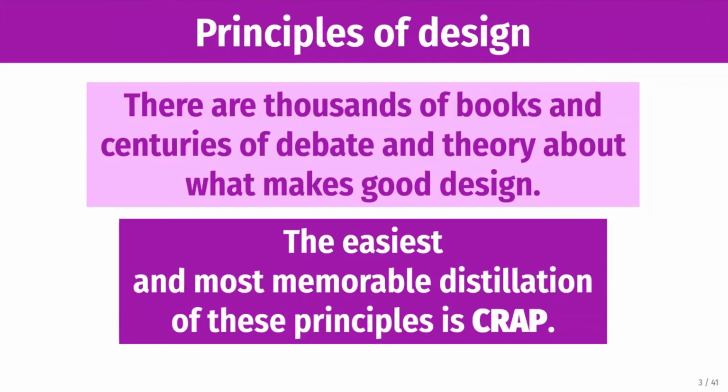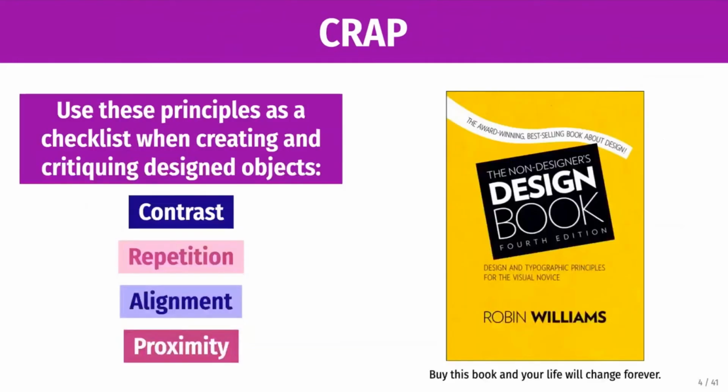Even then, the easiest way for me is this acronym here, CRAP. It stands for specific design principles. It's basically a checklist you can go through when you see some sort of designed object, whether it be a poster or a book or an ad online or a graph or anything that has designed stuff in it. You can go through this checklist and see if it's well designed and how you can improve the design. So it stands for contrast, repetition, alignment, and proximity.